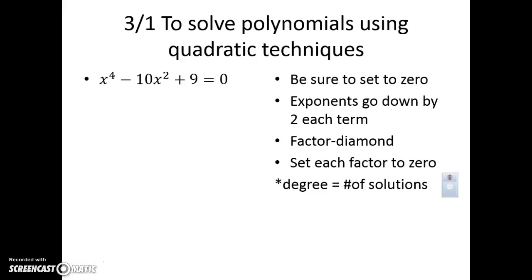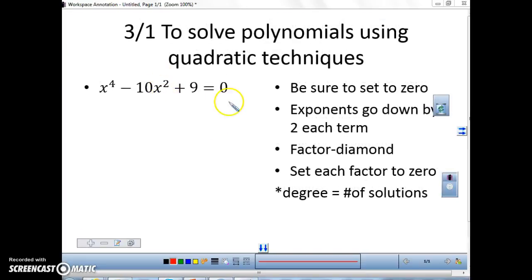Each time, notice the exponent goes 4, we skip to 2, and then nothing. Or we could do 6, and then 4, and then 2, and then nothing. So we want to count by 2s according to the exponent for this particular technique. When it's written that way, we call it quadratic form, and we can factor it by using the diamond.